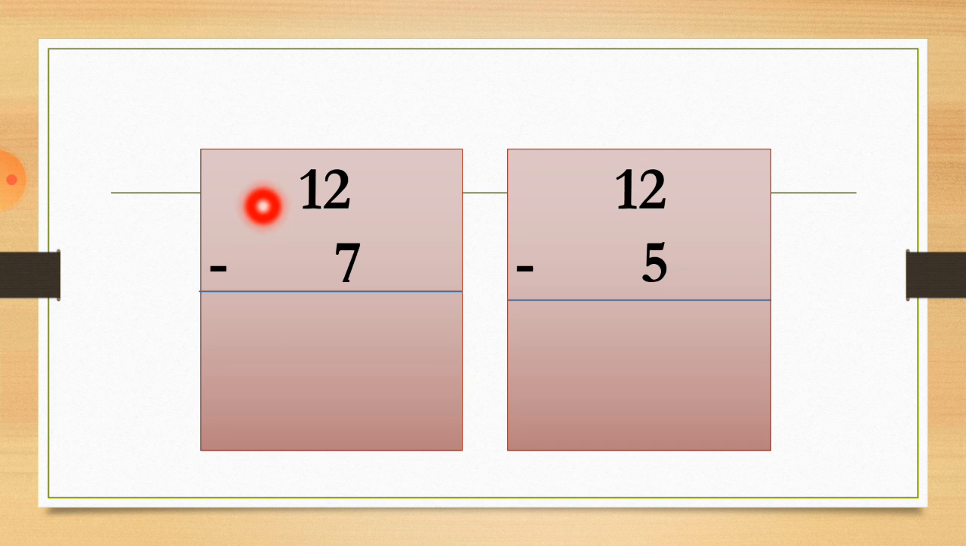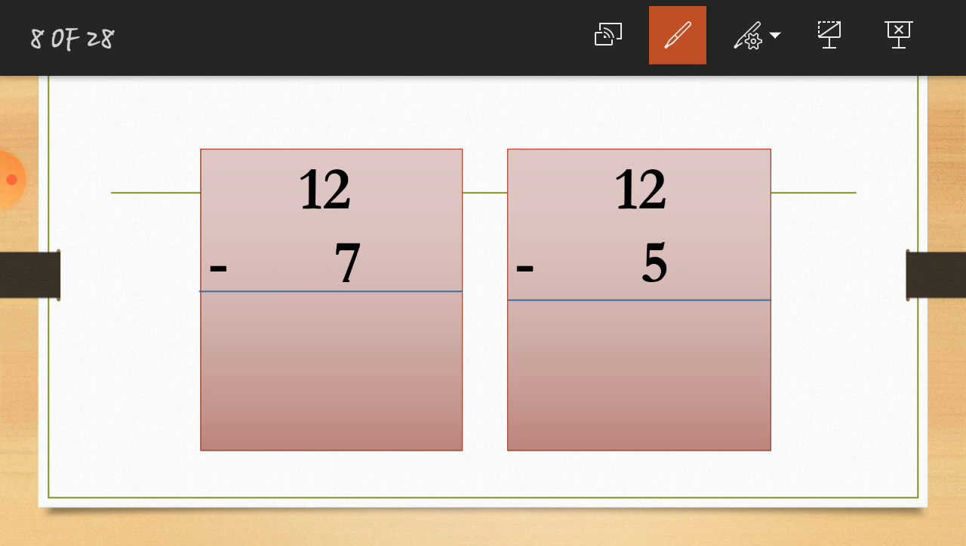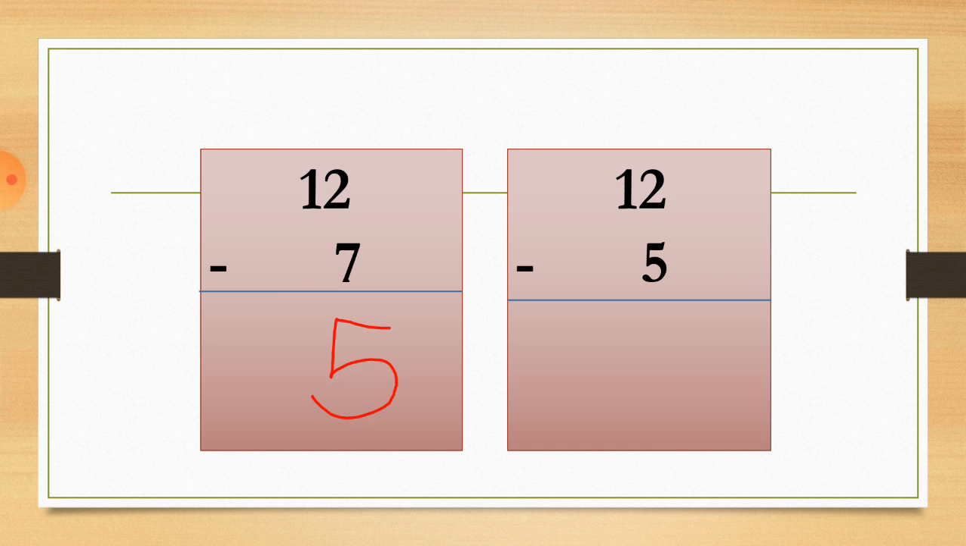You have to make a 12 circle first and then cut 7 circle from it. So you will get the number... which number will you get? You will get the number 5. So here is the answer: 12 minus 7 is equal to 5.